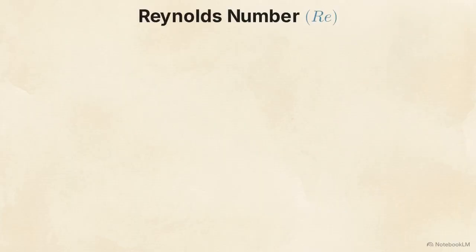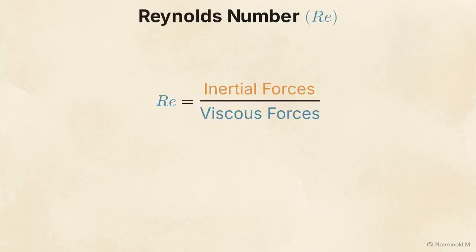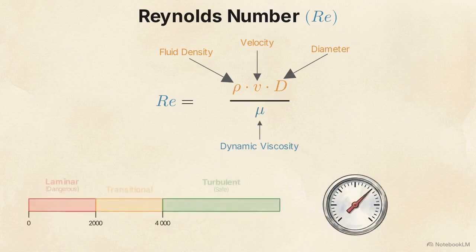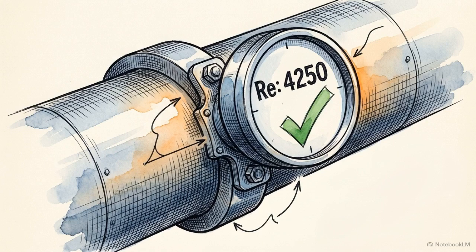This equation is the Reynolds number, a ratio of inertial forces to viscous forces. To calculate, multiply fluid density by water velocity and pipe diameter, then divide by dynamic viscosity. Below 2000 is dangerous laminar flow. 2000 to 4000 is transitional. Above 4000 is turbulent flow. Global health authorities require pharmaceutical loops to maintain a Reynolds number above that 4000 threshold at all times.